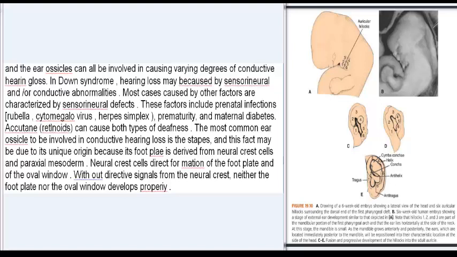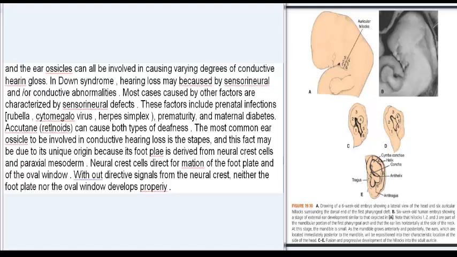In Down syndrome, hearing loss may be caused by sensorineural and/or conductive abnormalities. Most cases caused by other factors are characterized by sensorineural defects. These factors include prenatal infections (rubella, cytomegalovirus, herpes simplex), prematurity, and maternal diabetes. Accutane (retinoids) can cause both types of deafness.